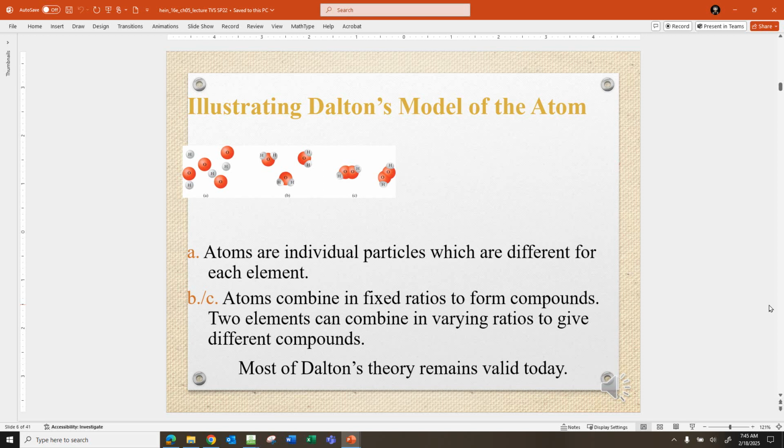Now, Dalton didn't have this illustration, but this shows how hydrogen and oxygen, given a chance to react, can form water, or in C here you see H2O2, which is hydrogen peroxide. Okay?